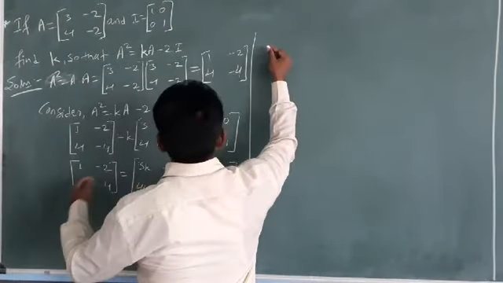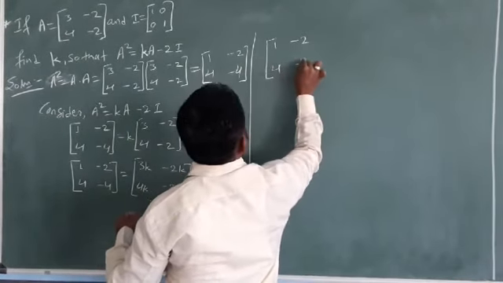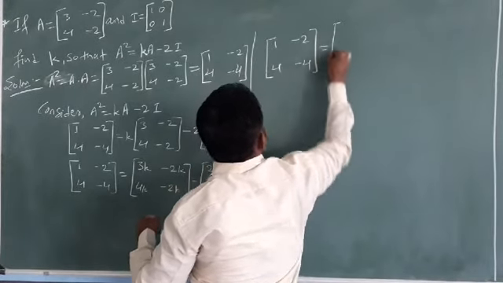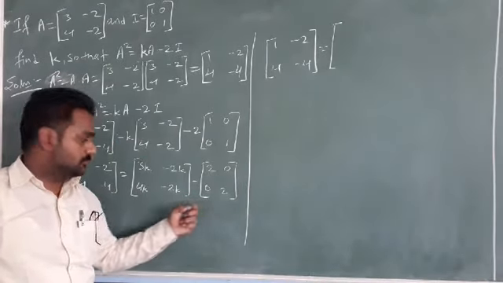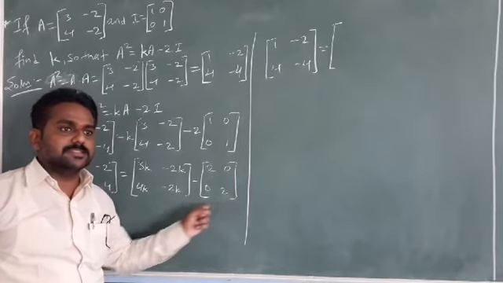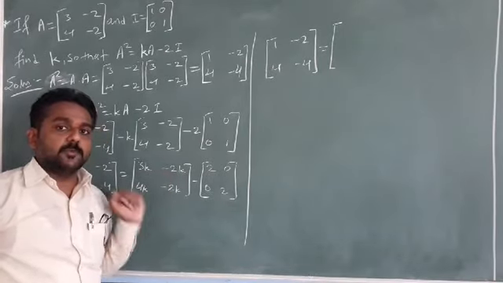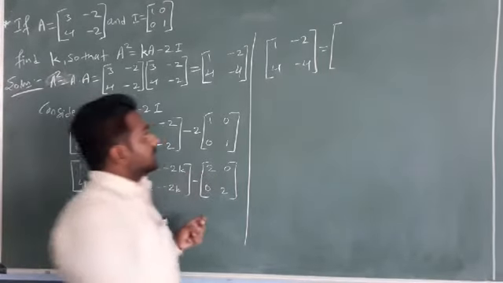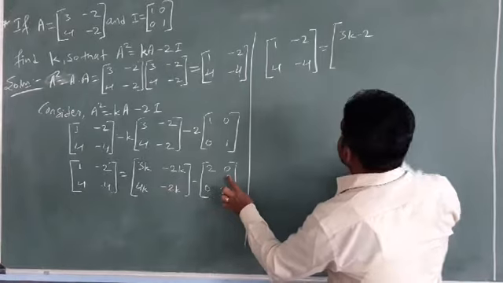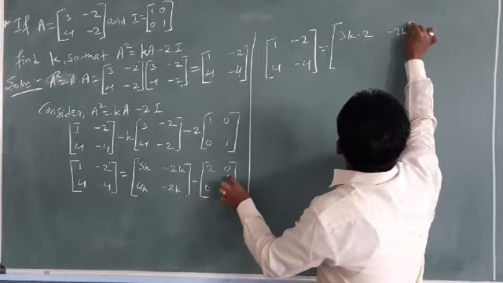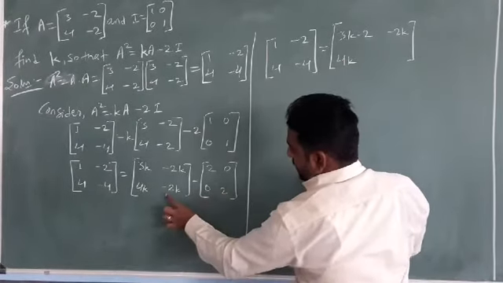So now A square as it is, the LHS part, 1 minus 2, 4 minus 4 is equal to, okay, can I take the difference of these two matrices? Yes, because it is a 2 by 2 matrix, this is also a 2 by 2 matrix, the order is the same, we can take the difference or addition of the corresponding elements. So 3k minus 2, this is the first element, 3k minus 2, minus 2k minus 0, that is minus 2k. Next, 4k minus 0, that is 4k, minus 2k minus 2.